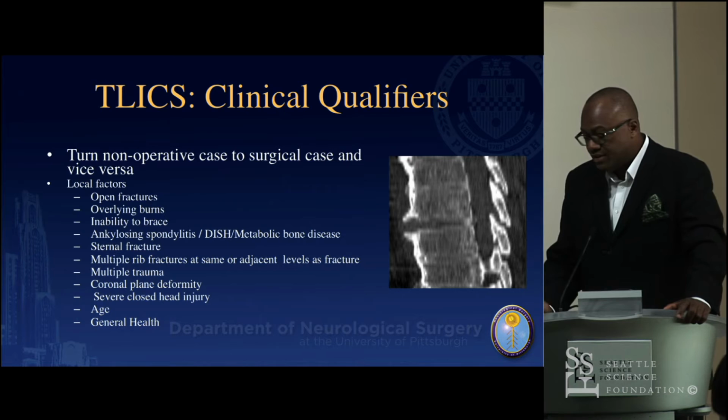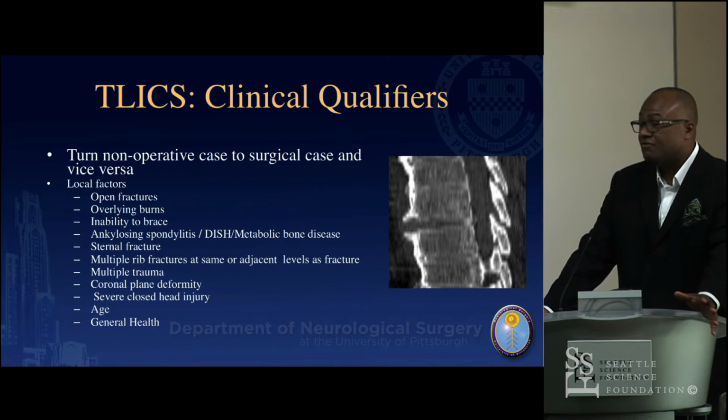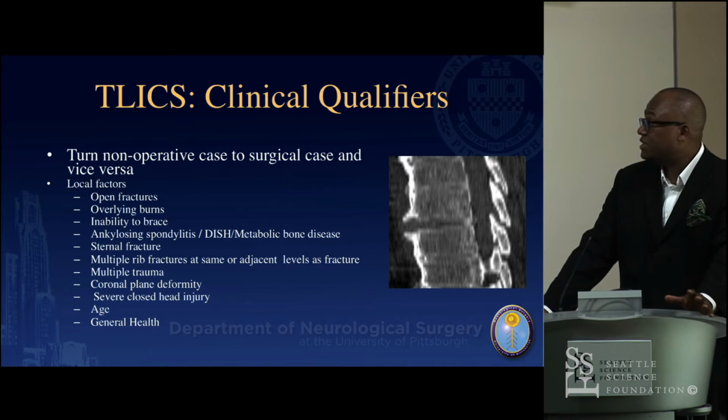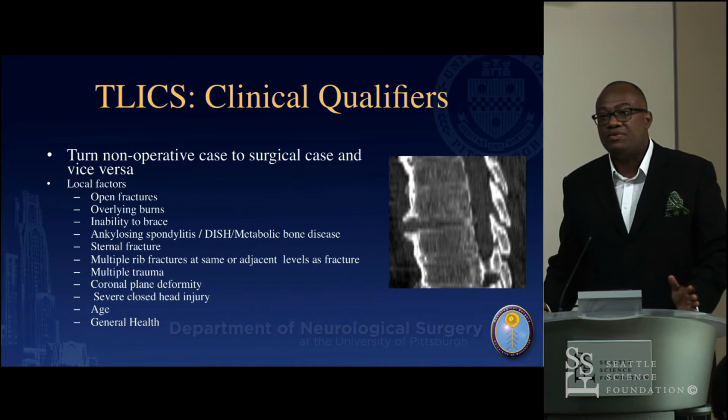You have to be aware, are there open fractures involved? It could turn an operative case to a non-operative one or vice versa, or a delayed operative case. Okay, do they have overlying burns that need to be sorted out first? Are they not going to be mobile, so we need to attend to other traumatic issues? Versus they are so morbidly obese. You have a 400-pound, 5-foot-2 person, and you're thinking about putting them in a brace. You know that's not going to be a good idea from the get-go.